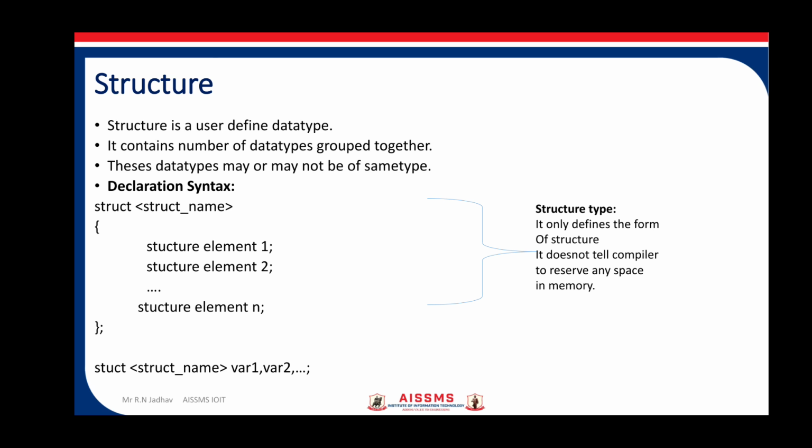So this first part is the structure type. It only defines the data type. It does not tell the compiler to allocate space in memory. Space will be allocated when we create the structure variables.